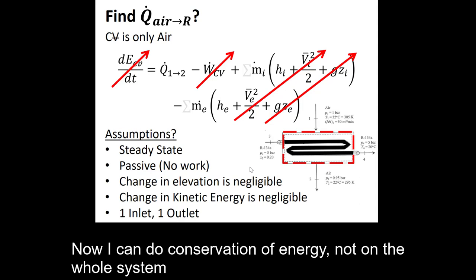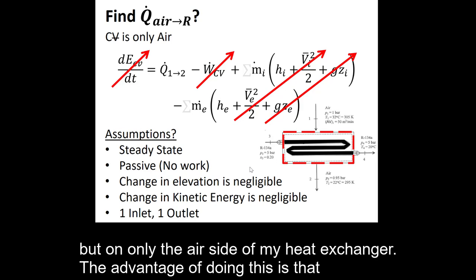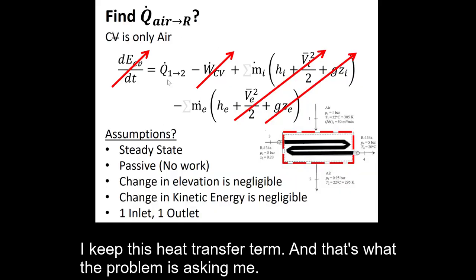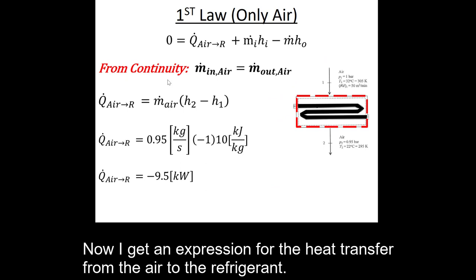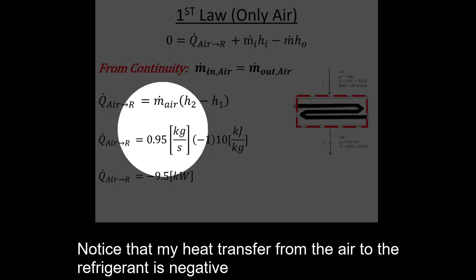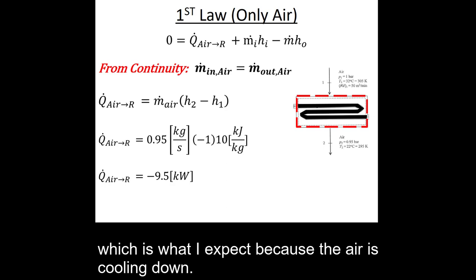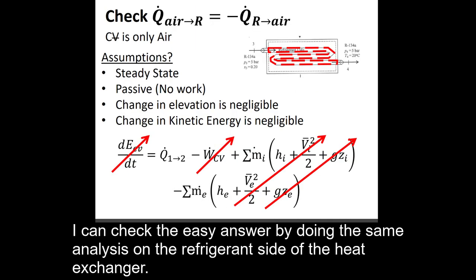Now I can do conservation of energy not on the whole system, but on only the air side of my heat exchanger. The advantage of doing this is that I keep this heat transfer term, and that's what the problem is asking me. Now I get an expression for the heat transfer from the air to the refrigerant. Notice that my heat transfer from the air to the refrigerant is negative, which is what I expect because the air is cooling down.